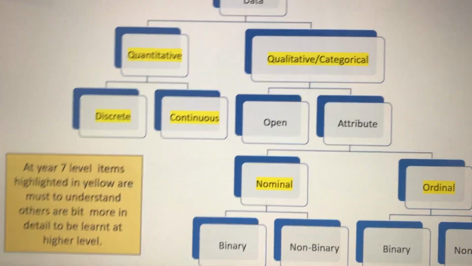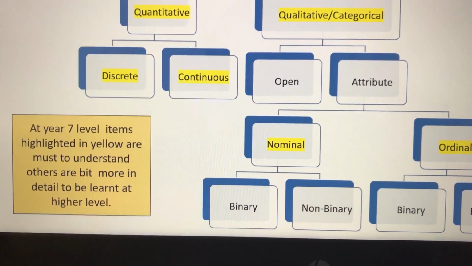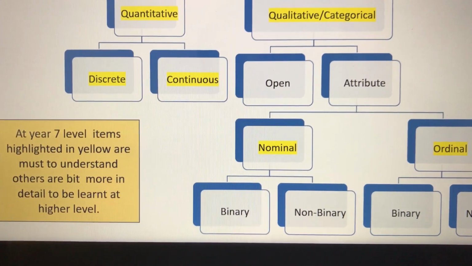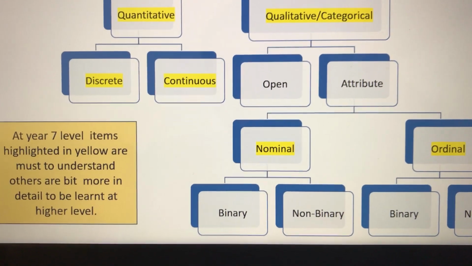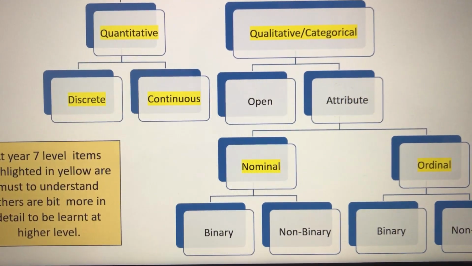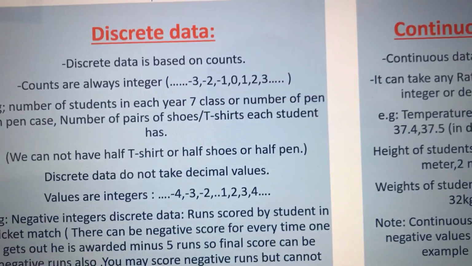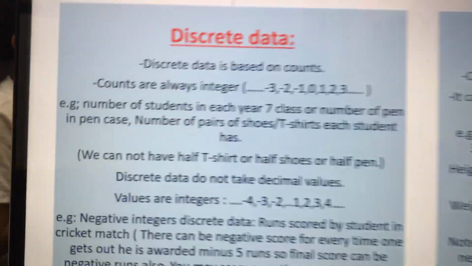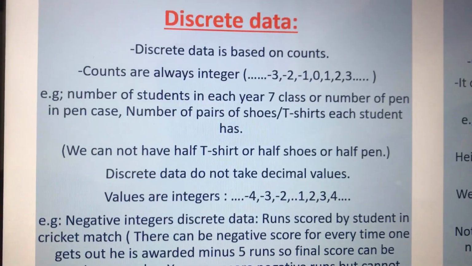At your year 7 level, the items highlighted in yellow are good enough for you to understand. The other categories are useful as you climb up the ladder in year 9 and year 10, or maybe even in your IB level. At your year 7 level, the broad categories highlighted in yellow are good enough for you to understand. Let's go step by step. First we tackle quantitative data. What is quantitative data? Quantitative data are the data that are based on counts.